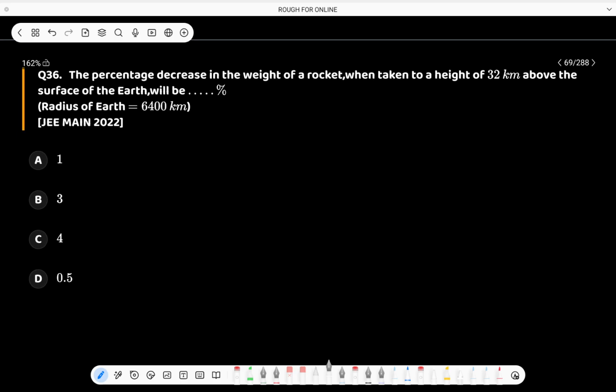तो नेक्स्ट क्वेश्चन जो है बेटा, that's percentage decrease in the weight of a rocket when taken to height 32 kilometers above the surface of earth. We'll have to calculate what's the acceleration due to gravity. Let's first of all do that. gh will be equal to g into 1 minus 2h divided by r.